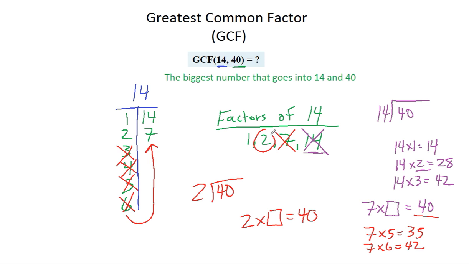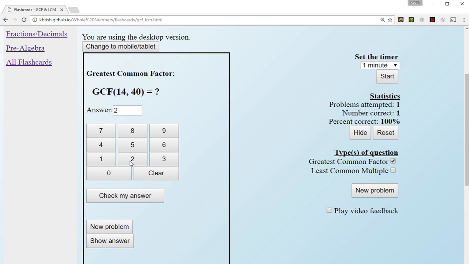2 is our winner. That's the biggest number that goes into 14 and 40. It's the greatest common factor of 14 and 40. So let's put that on the website. 2, and we got it. Let's do one more.